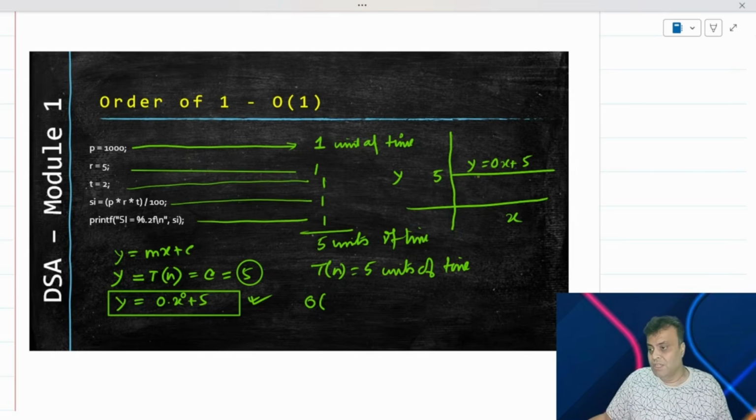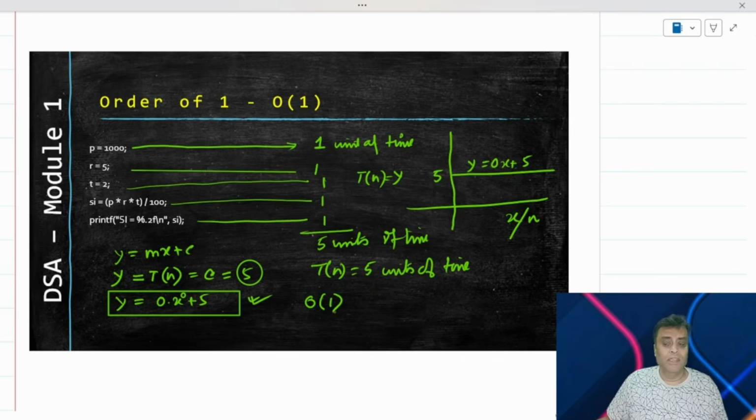And as you see, this y becomes 5 irrespective of whatever value of x you give. It will always become 5, so it is not dependent on x. Hence it is not dependent on n. So this is my tn. Tn is equal to y. And my x is actually the number of inputs. Right? So what will I write? I will write this as constant amount of time. So therefore I will write this as order of 1.